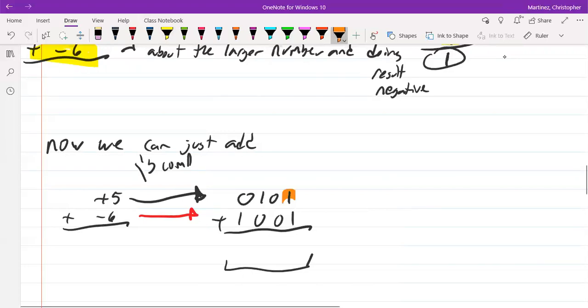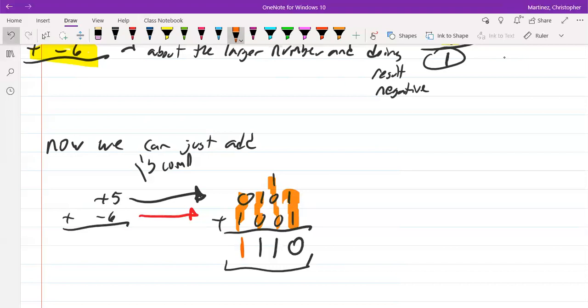So starting here at the right side, what's 1 plus 1? 1 plus 1 is the value 2, so I get a carry of 1. Next, what's 1 plus 0 plus 0? Well, that's 1. Okay, so I'm going to write that down. Next, what is 1 plus 0? That's a 1. And then last, what's 0 plus 1? That's a 1. Okay, so I have this answer here.